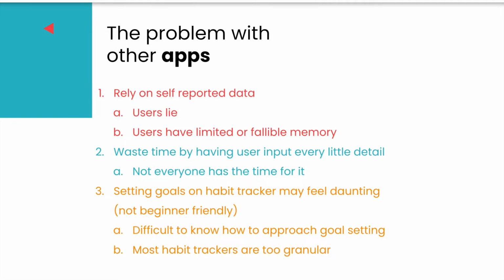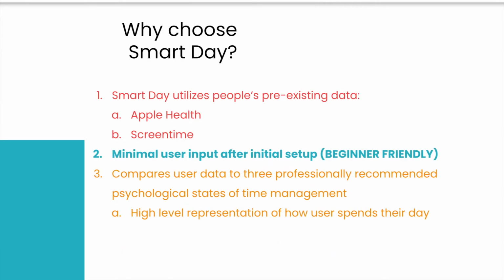So, you might say such apps already exist, but the problem with these apps is that, one, they rely too much on self-reported data, as many users lie and they present inaccurate information. Two, they waste time by having users input every little detail. And finally, these apps are daunting for beginner users as it's difficult to know how to approach time management, i.e., what goals should be set. So Smart Day solves all these problems.